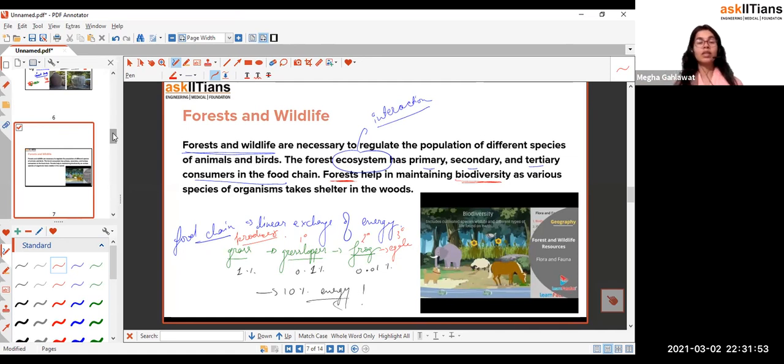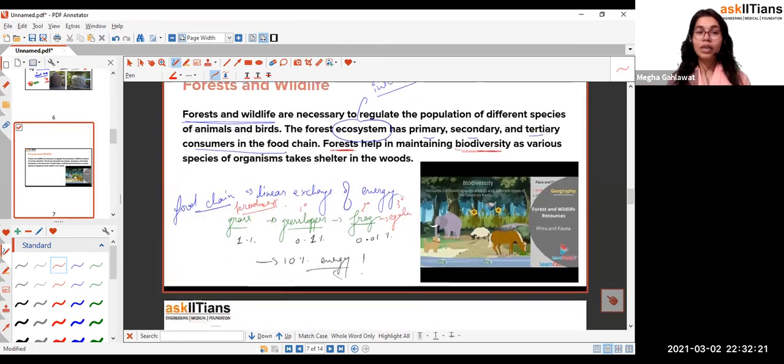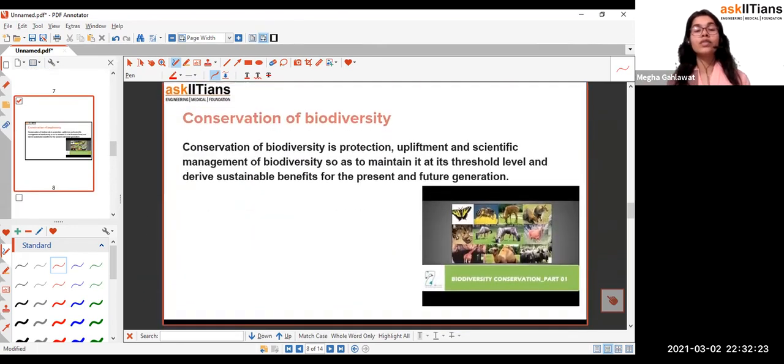Endemic species are the ones which are found only in one area. For example, if we talk about the different types of goats or the yak, the yak is only found in the snowy areas, only in a few regions. Or if we talk about the Sundarban forest, where we have trees which are very specific to that particular region itself. Now, that being said, we are going to move forward to the conservation of biodiversity.